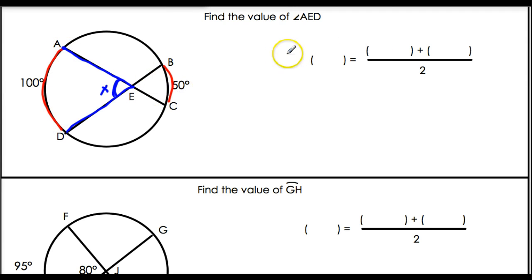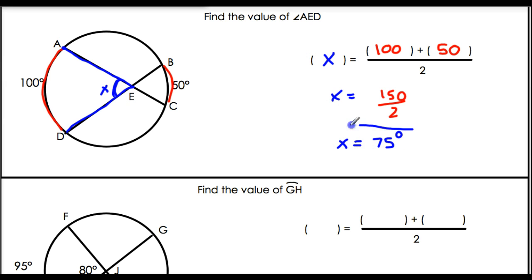So to do this, let's just plug into our formula, okay? So my angle, which is X, is equal to 100, which is my first arc, plus 50, which is my second arc. To solve this, I get X is equal to 100 plus 50, which is 150, divided by 2. I'm going to solve this out, and I get 75 degrees. All right, and that's it. So angle AED is equal to 75 degrees.